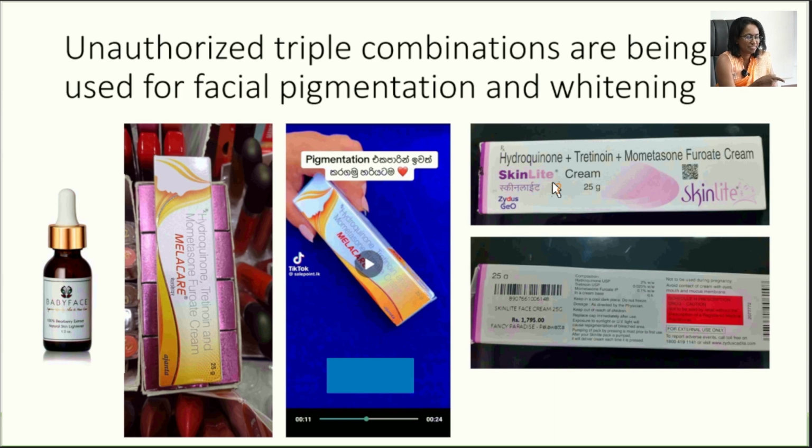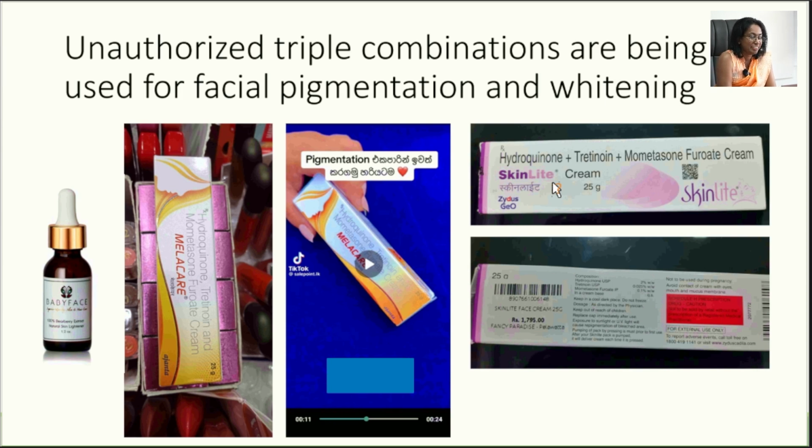Now you see this TikTok. Pigmentation, let's get rid of it at once, exactly. So I'm showing you these brands here because these are not registered. These are illegal, and if you as a doctor prescribe these things, and if something happens to your patient, you will be held responsible. Because you can't prescribe. I mean, these are prescription-only medicines, which are not registered.